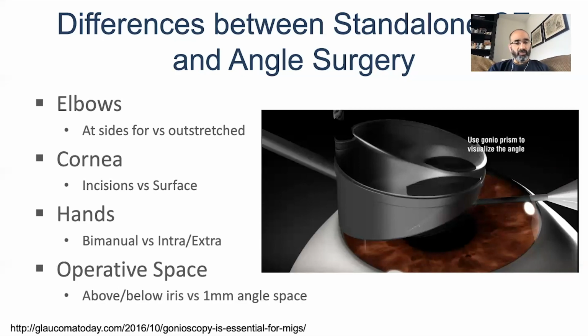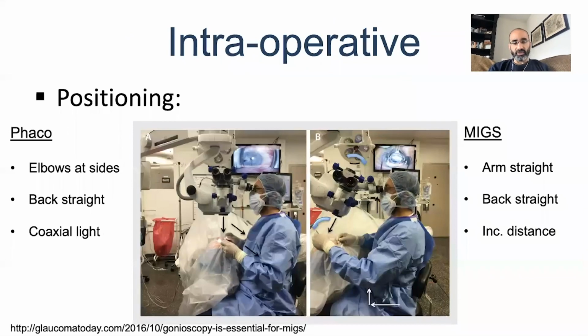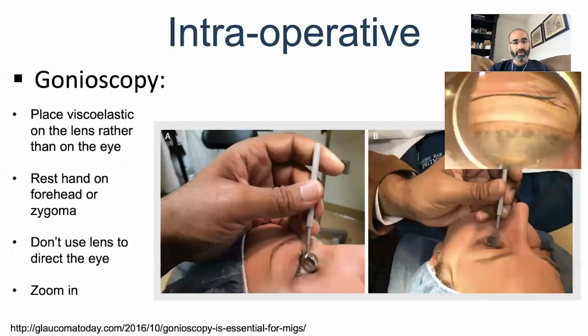From an operative space standpoint, in cataract surgery, you have several millimeters from the back of the cornea to the posterior capsule. And when you're doing angle surgery, you're working in about 1 millimeter of space. So there's a significant difference in the environment that you're operating in. This is Shakil Sharif in the pictures that you see here. And you can see on the left-hand side, typical phaco position with the elbows on the side. On the right-hand side, you can see that his left hand is actually extended, so not the typical position. And it's just something to keep in mind and to practice in the operating room.